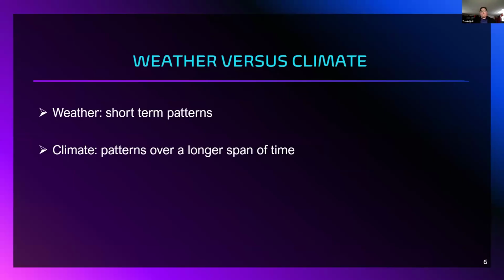The difference between weather and climate is that weather is short-term patterns. So think your weekly forecast, daily forecast, even monthly forecasts. Whereas climate is really patterns over a longer span of time. Generally, the rule of thumb is looking at weather patterns over a span of 30 years.